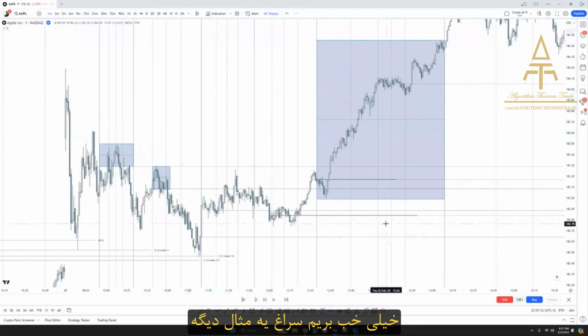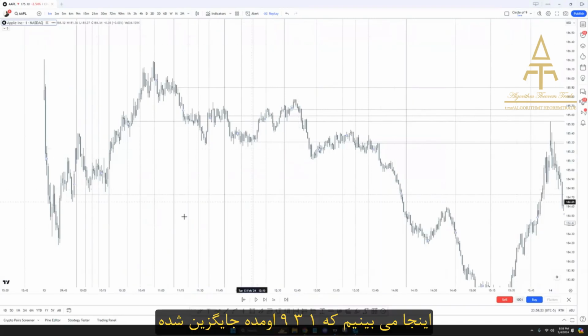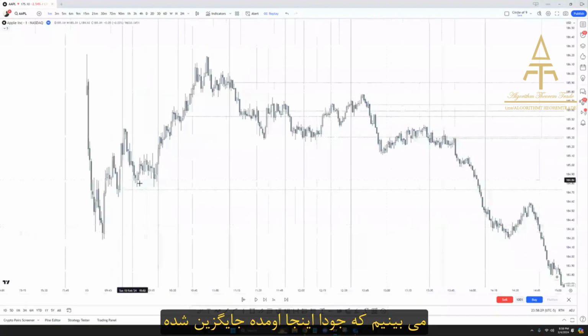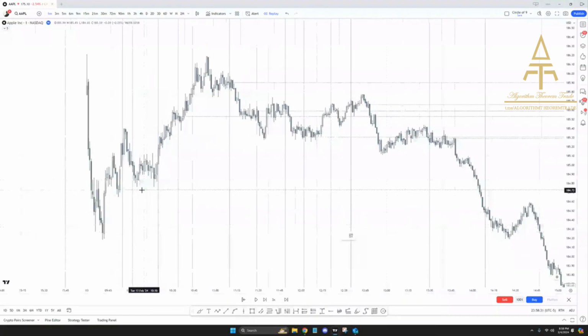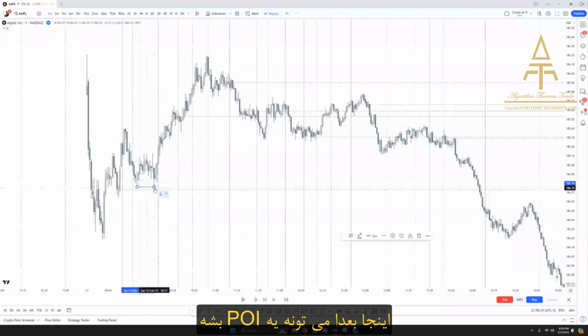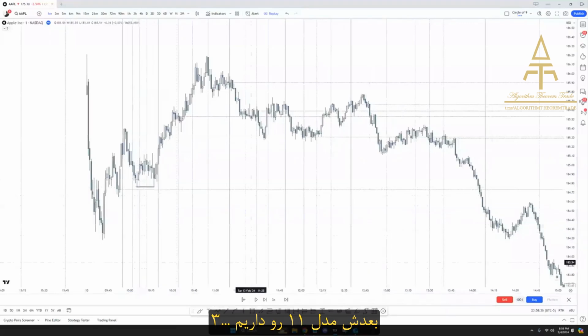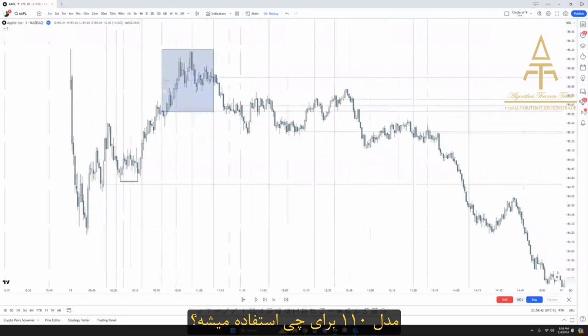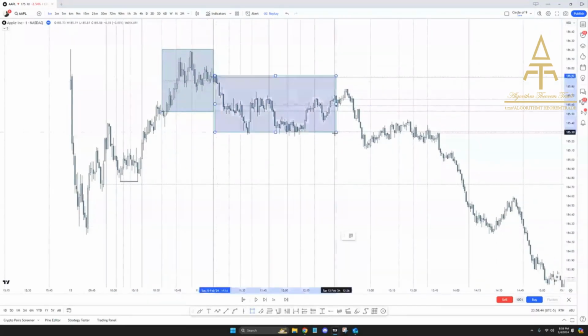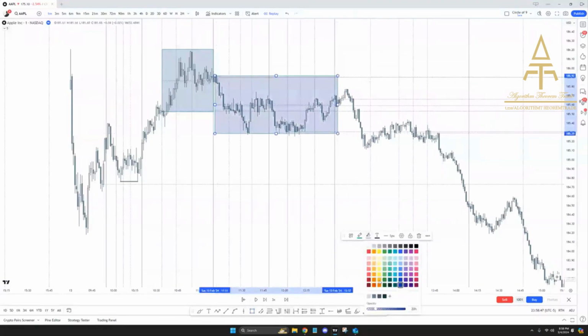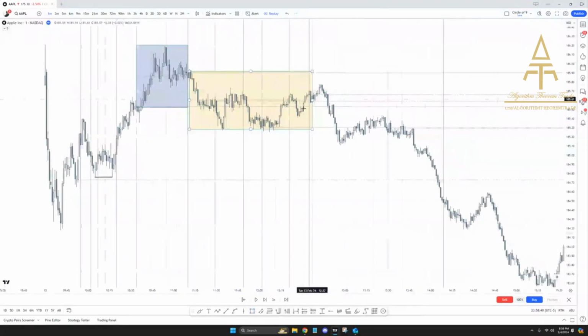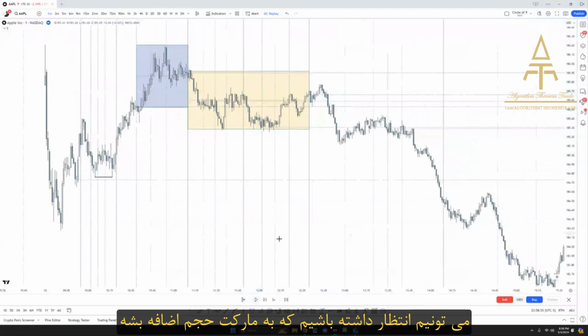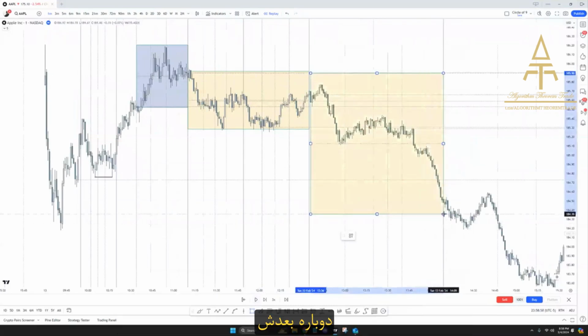Let's go through another example now. So here we see 139 take place, right? You see Judas take place here, leaving what? Equal lows. That could be a point of interest later on. Then we see model 113. What is model 110 used for? Time distortion. Then what can we expect from model 1001? The distribution model. You can expect volatility to be injected again thereafter.